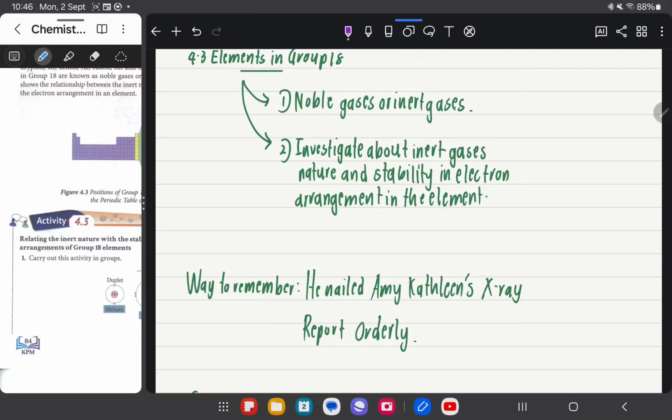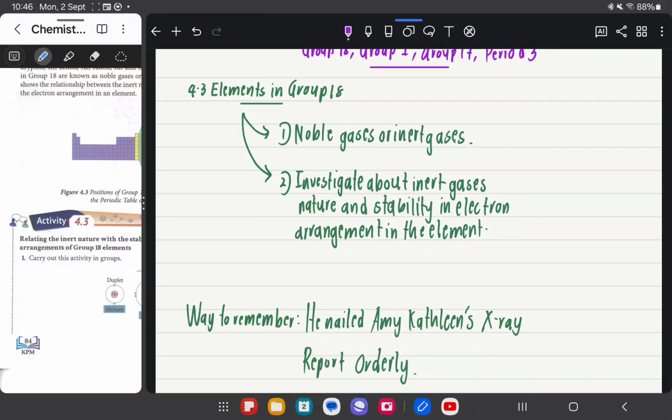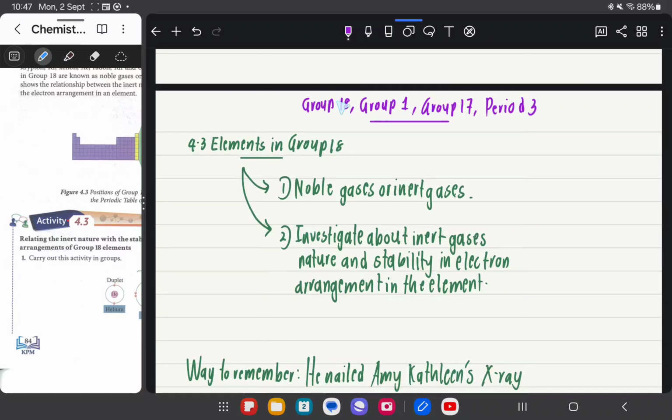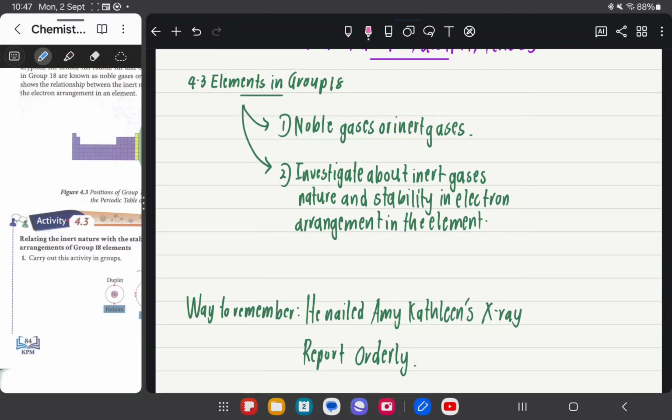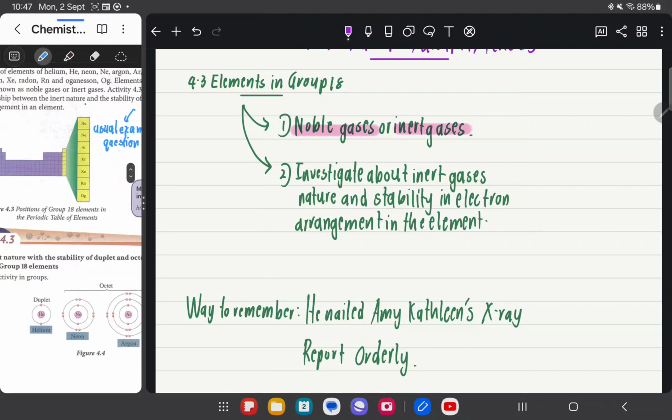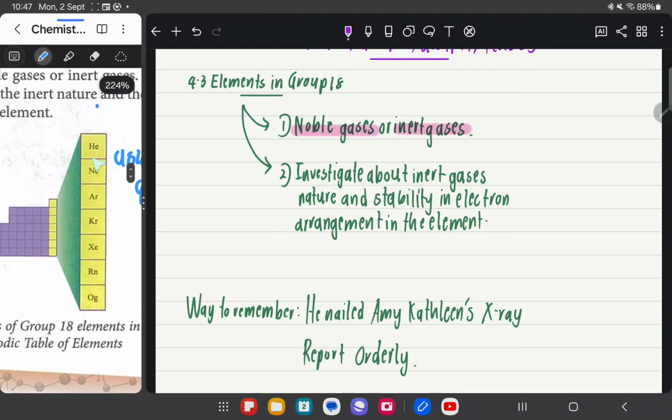Elements in group 18, we know that they are the elements in group 18 of the periodic table, correct? But there is a specific name for every group. You won't learn all the groups, only these 4 groups. The first group is group 18, the last one in the periodic table. This group of elements we call noble gases or inert gases. That is their name. All these elements, let me zoom in, can you see? All these 7 elements are gases.